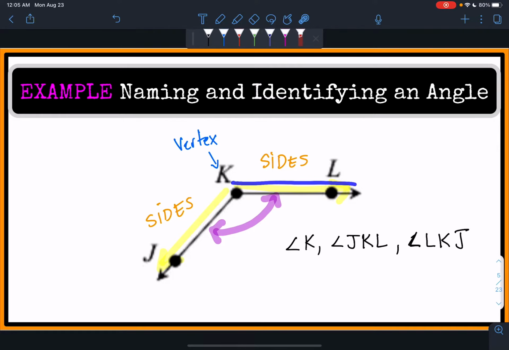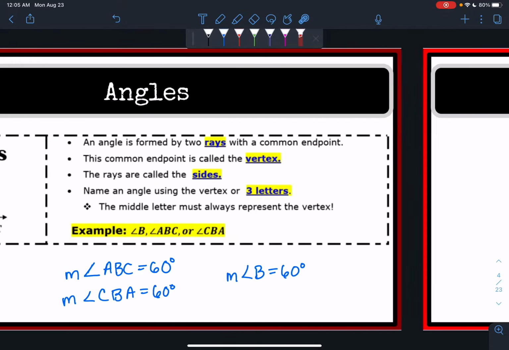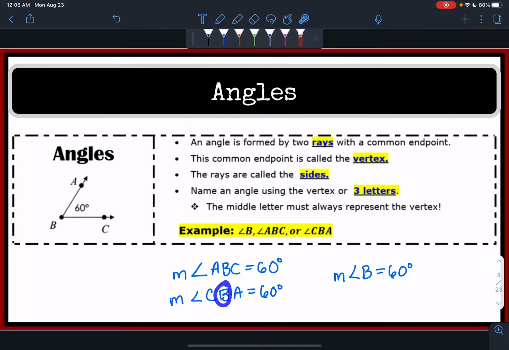K, L to K to J, creating this angle going in that direction. The one thing you can notice is when we use the letters, the points that create the angle, the vertex in both of them is always in the middle. And that's always going to be the case. Just like in the previous example over here, the vertex always has to go in the middle when using the three letters or the 3 points that create the angle.